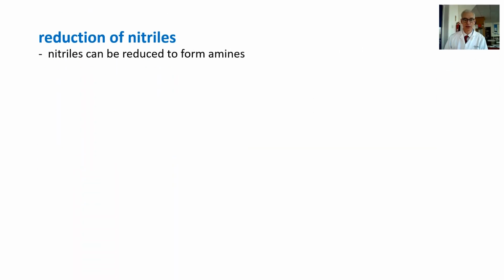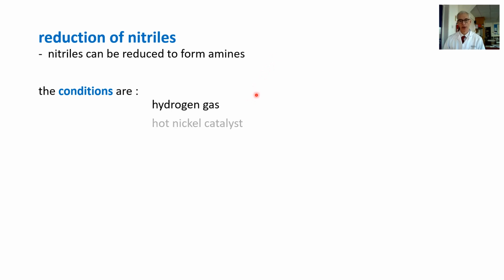Now the second reaction of nitriles, the reduction to form amines, is not as versatile or useful in synthetic pathways. Nevertheless, it has its uses. So the conditions, again, you are expected to know: hydrogen gas with a hot nickel catalyst. Now that's exactly like the reaction of alkenes to form alkanes. So hydrogen gas, hot nickel catalyst.